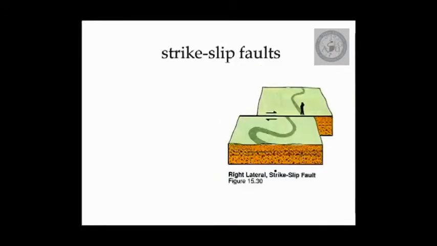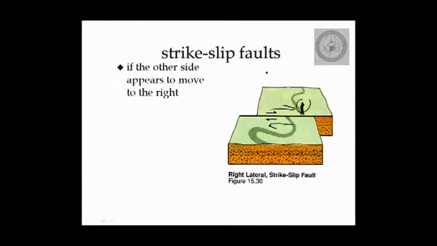A strike-slip fault, horizontal movement. You have, in this example, the side across from us looks like it moved to the right. But that guy looking at us says, no, no, no, no, you move to the right. It doesn't really matter which side you're standing on. The other side looks like it moved to the right.